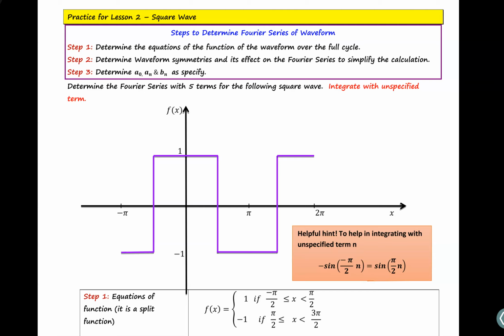Hello everyone, in this video we will find the Fourier series with 5 terms of the following square wave. Note that this question is very much similar to the previous question finding the square wave of a certain function f(x). However, you can see that the square wave now shifts to this part of the graph.